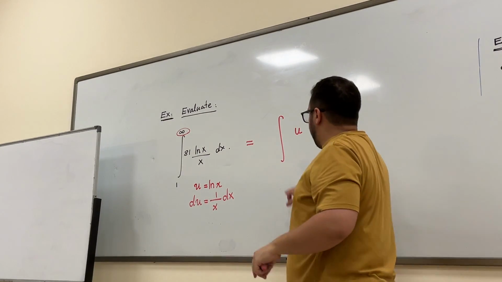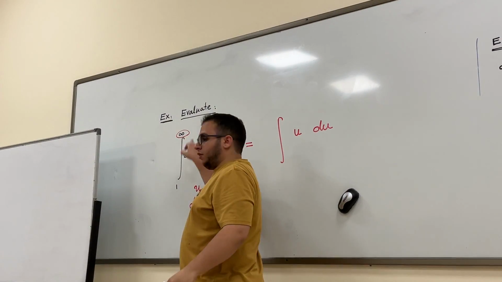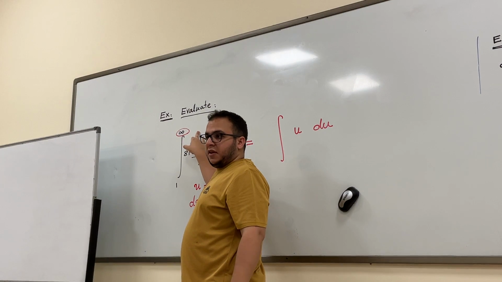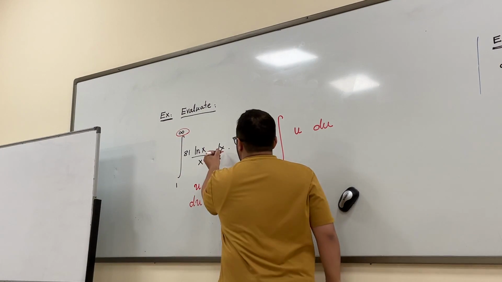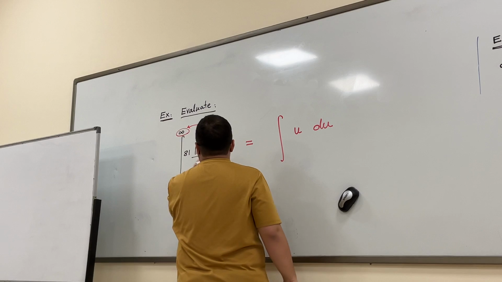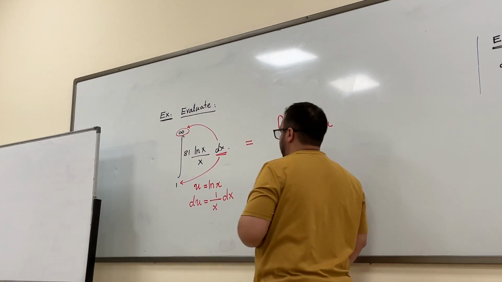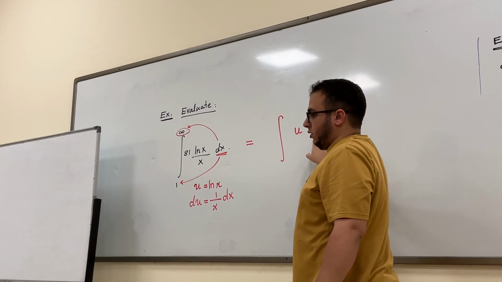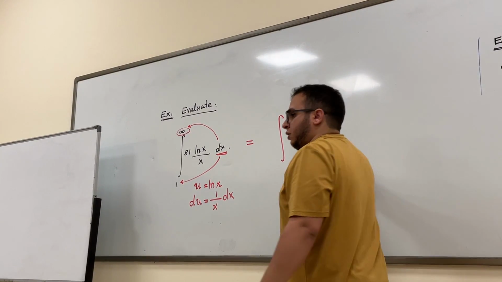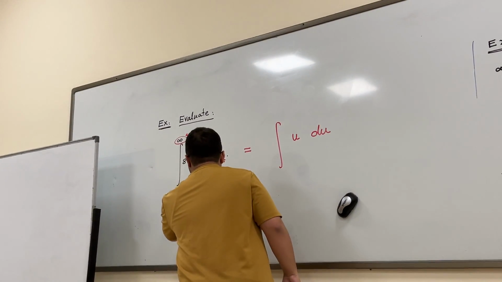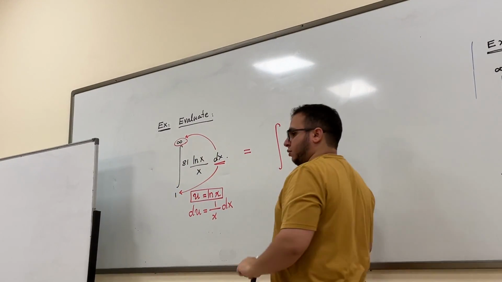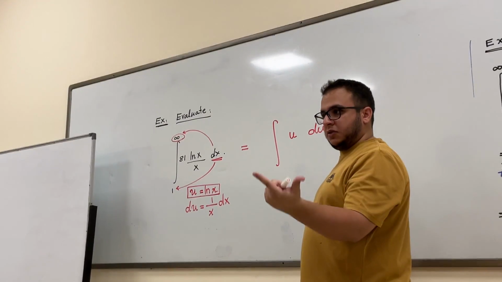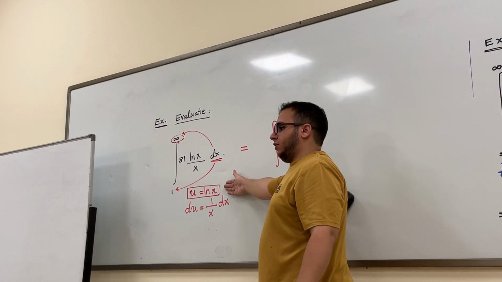That's it. Now, the 1 and infinity are for which variable? For x. So can I use them for u? No, I cannot, so I have to change them, right? How do you change them? Through the relation between u and x. This is the only relation that you have, right?